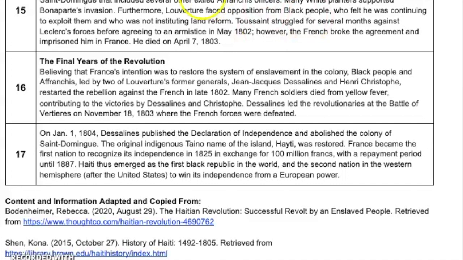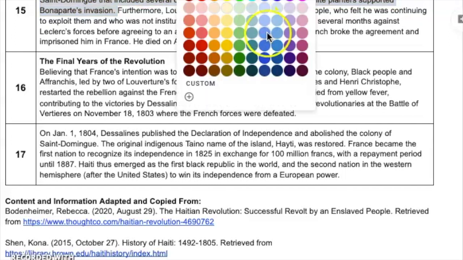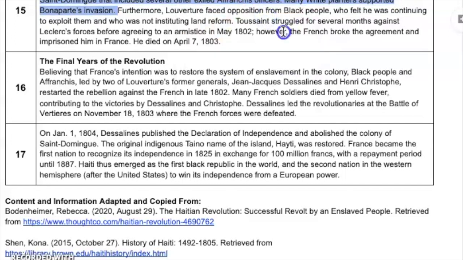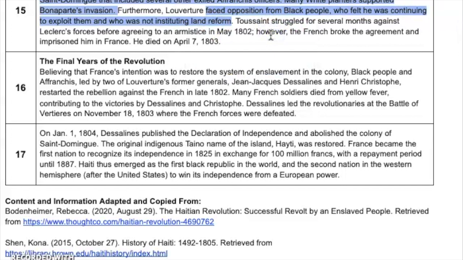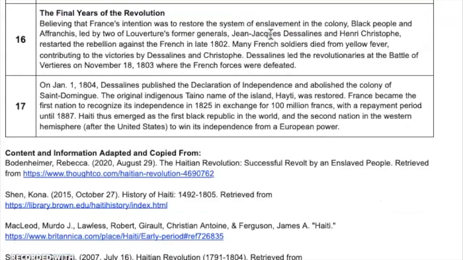So there are some social shifts that happen here. Socially, a lot of people do not agree with the way Louverture wants to run this new colony of Haiti, and therefore we see more fighting happening and more opposition from many populations of people on this island.